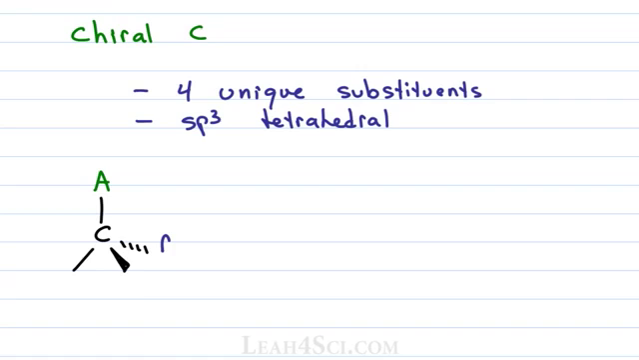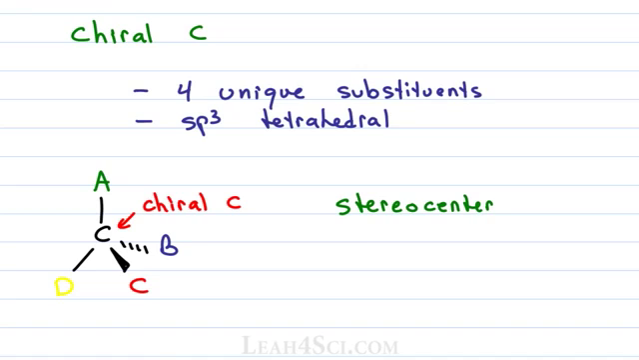We'll show A, B, C, and D. I'm using these colors so that we can follow along with a model kit where the yellow represents the white. 4 unique substituents on an sp3 hybridized tetrahedral carbon gives me a chiral carbon in the center. This central or chiral carbon is referred to as the stereocenter, or the asymmetric carbon or asymmetric center.